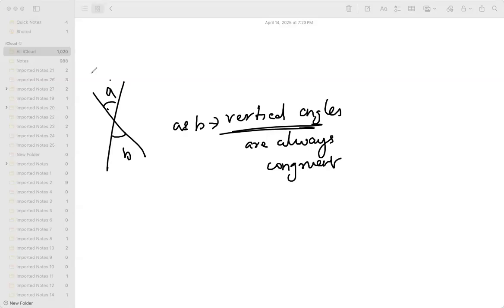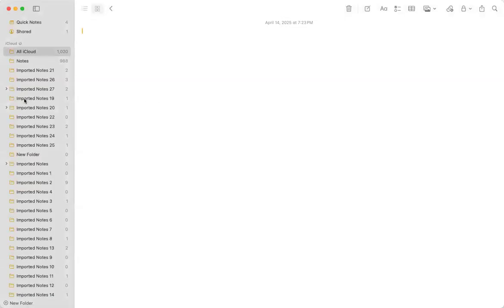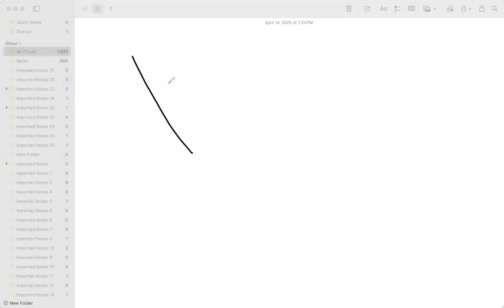Any questions here? Wouldn't that mean the horizontal ones would be congruent too? Yes, that's true. And one more thing I forgot to say. Let me draw that again. So this is A, this is B, this is C, this is D.